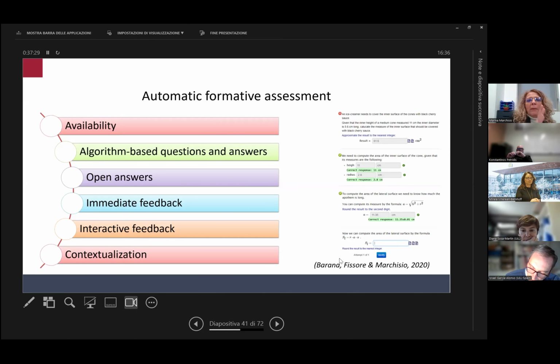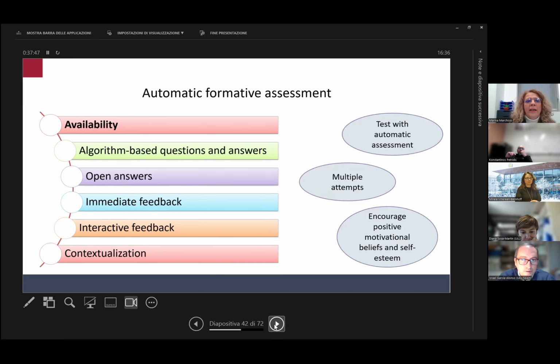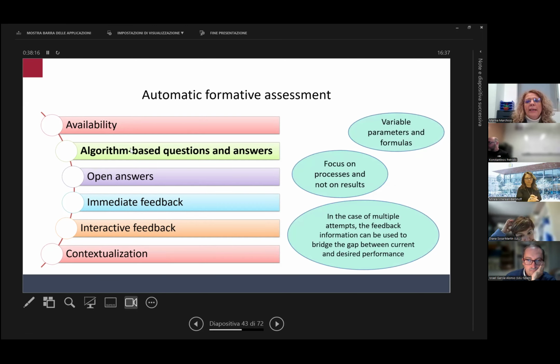If I put together automatic assessment and formative assessment, I have automatic formative assessment, which has this characteristic: availability. These tests are always available to the students. We can organize them in a way that the students can have multiple attempts, and we can also prepare the test in order to encourage positive motivational beliefs and self-esteem. Then, as I already told you before, I can prepare algorithm-based questions and answers.